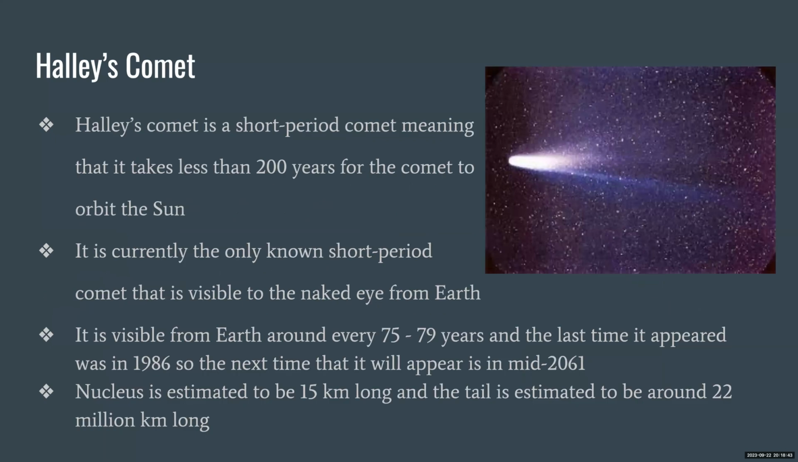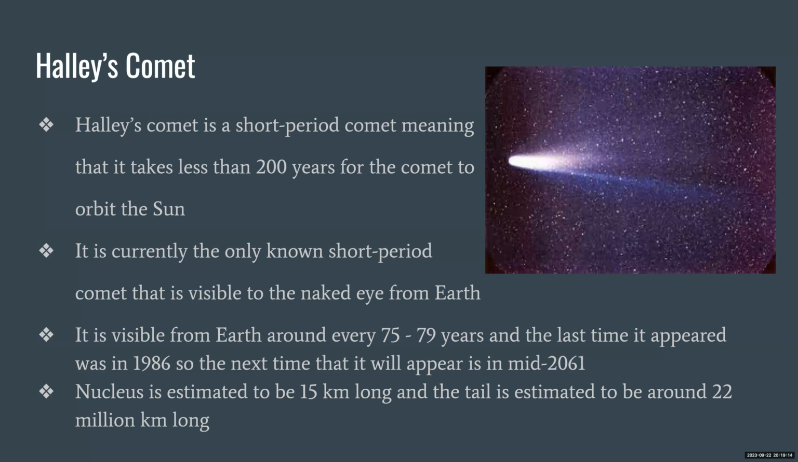All right, Halley's Comet. I think it's probably one of the most well-known comets. It's a short period comet, which means that it takes less than 200 years for the comet to orbit the sun. And it's also the only known short period comet that is visible to the naked eye from Earth. It's visible from Earth around every 75 to 79 years. The last time it appeared was in 1986, so the next time it'll appear would be in mid-2061.